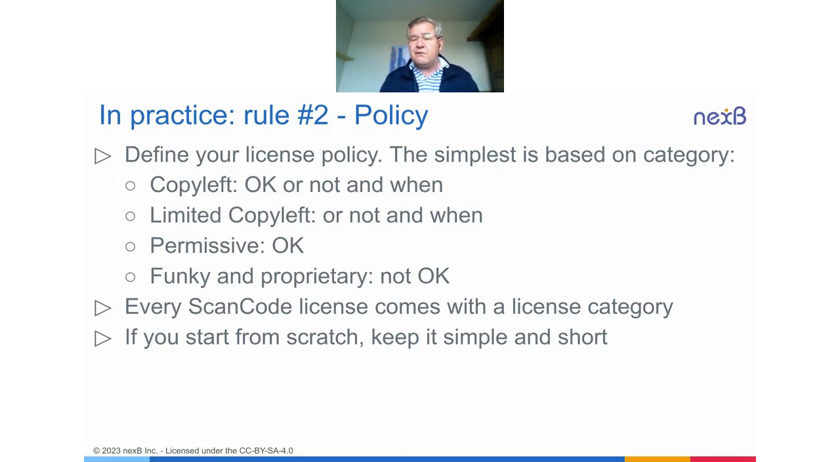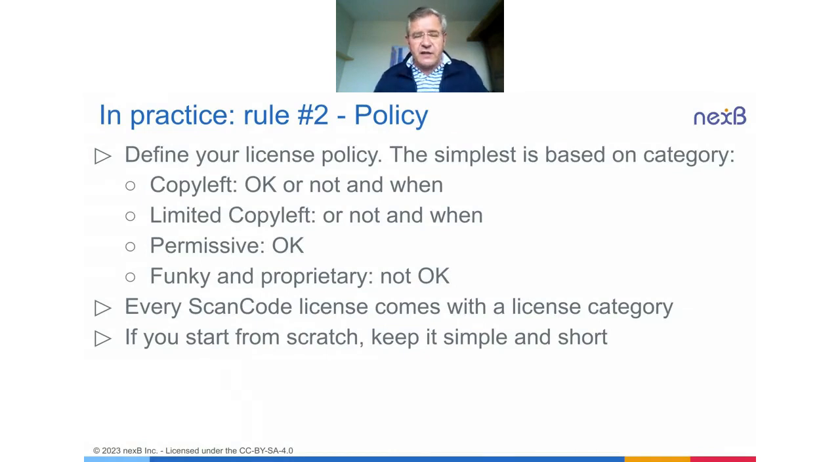A very simple one could be based on license categories, whether a license is permissive, copyleft, limited copyleft. And this would be an example, for instance, of a minimal, super minimal policy, which is to say, if it's copyleft, it's okay or not. And you may specify when it's okay to use as a tool in a separate process, for instance.